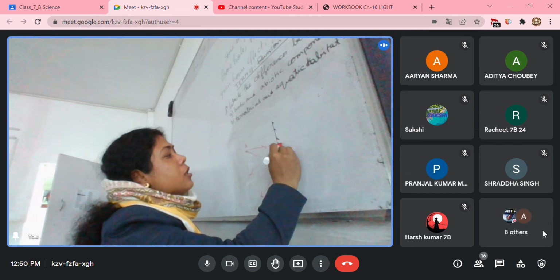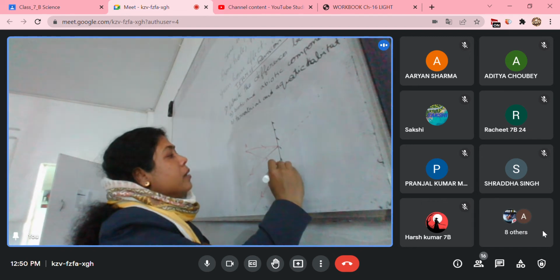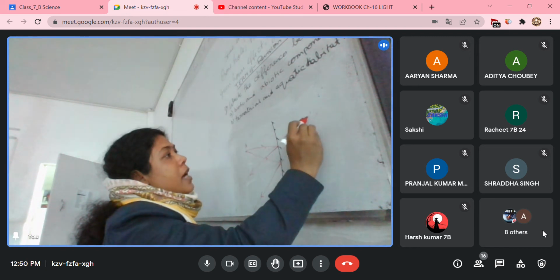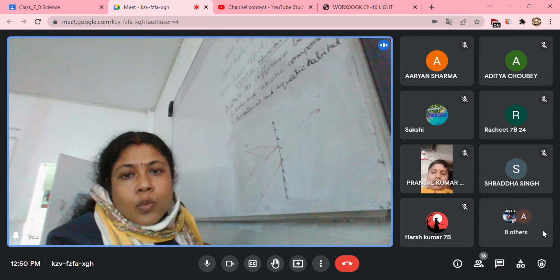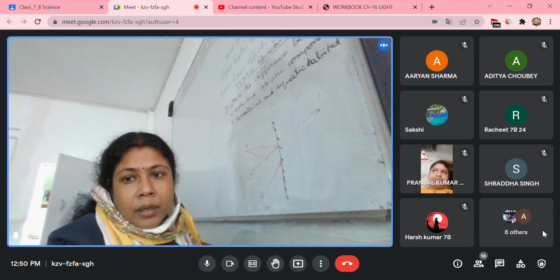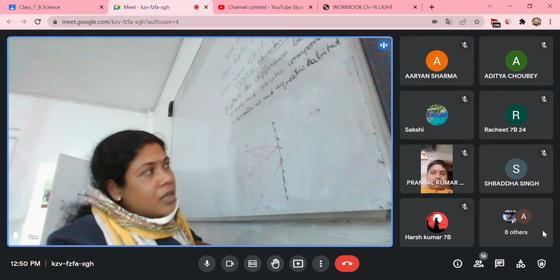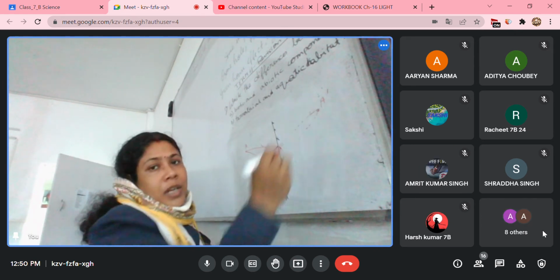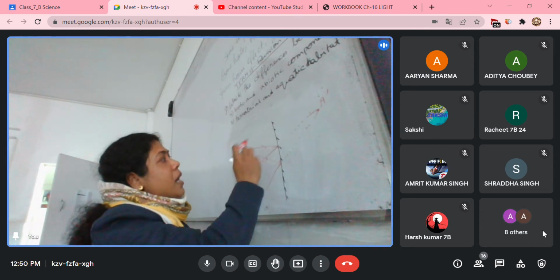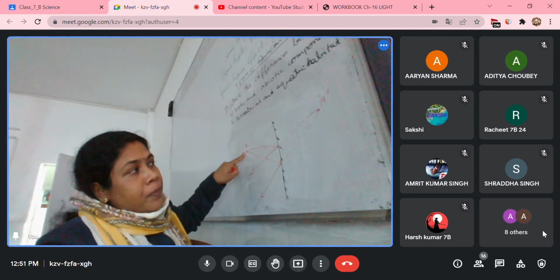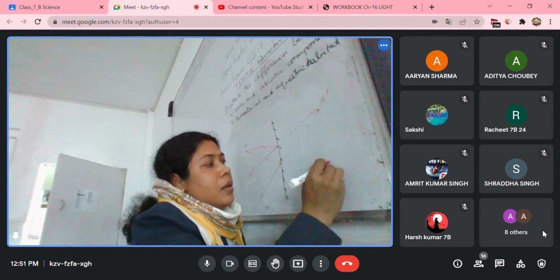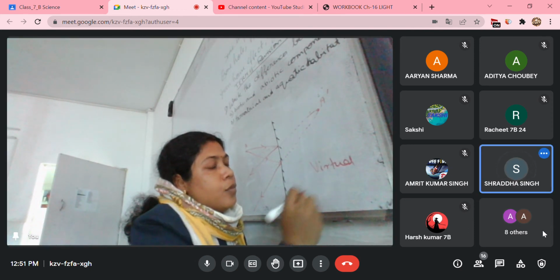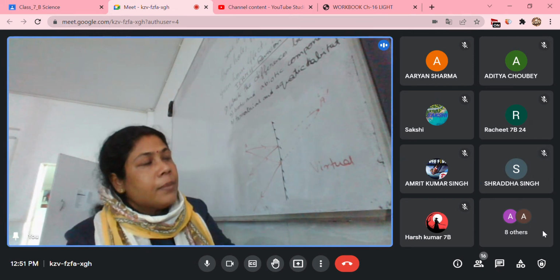If we extend these two lines back behind the mirror, we will get a point where these two rays would be supposed to meet. But actually it is not so, because we are not getting a real image. This point we can name A dash, the image of the point A, and it will be a virtual image. So I'm writing the properties.